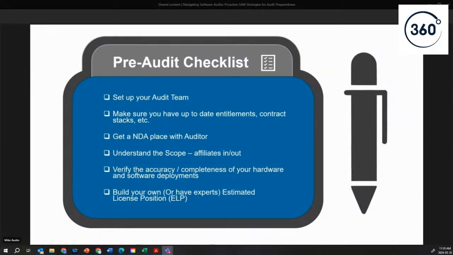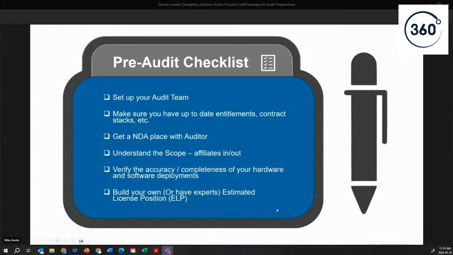So, here's a pre-audit checklist. Make sure you set up your audit team. Make sure you have up-to-date entitlements and contract stacks. So start pulling that stuff, talking to your resellers, all that stuff. Put an NDA in place with the auditors. Understand the scope. And you'll want to understand the scope from your side so that maybe you can negotiate that. We have one audit that's going on right now where they centrally purchase some stuff, but they have affiliates that purchase others, and we've been able to get the audit to just essentially cover the central data center, right? So, you might want to control the scope.